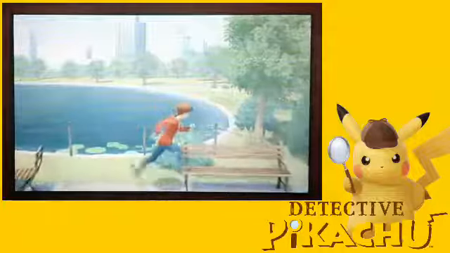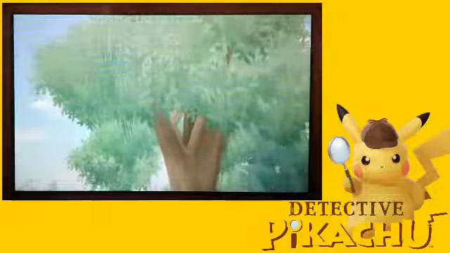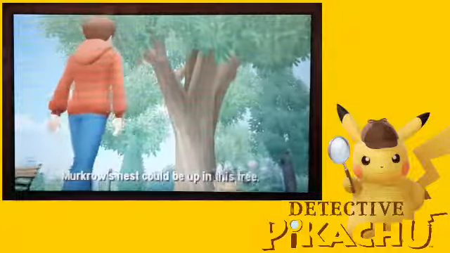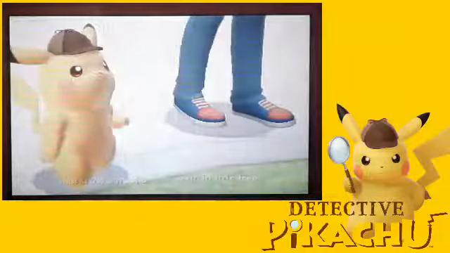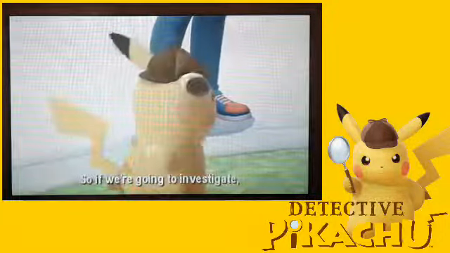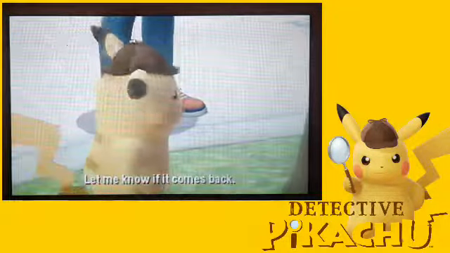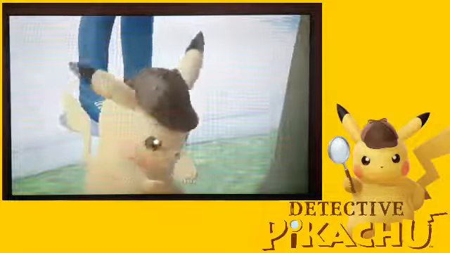The thickest tree near the pond. I'm guessing it's this one. I think it's the biggest tree in this entire park. Murkrow's nest could be up in this tree. Yeah. And it looks like no one's home. So, if we're going to investigate, I'll take a look. Let me know if it comes back.